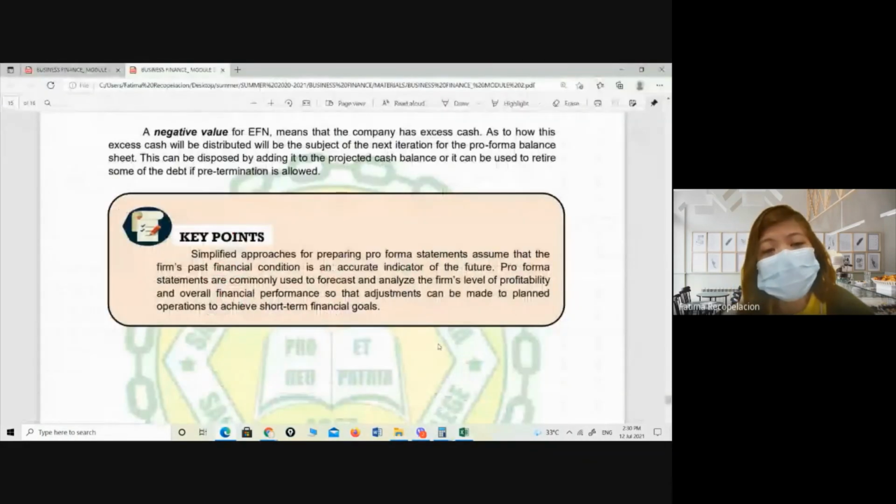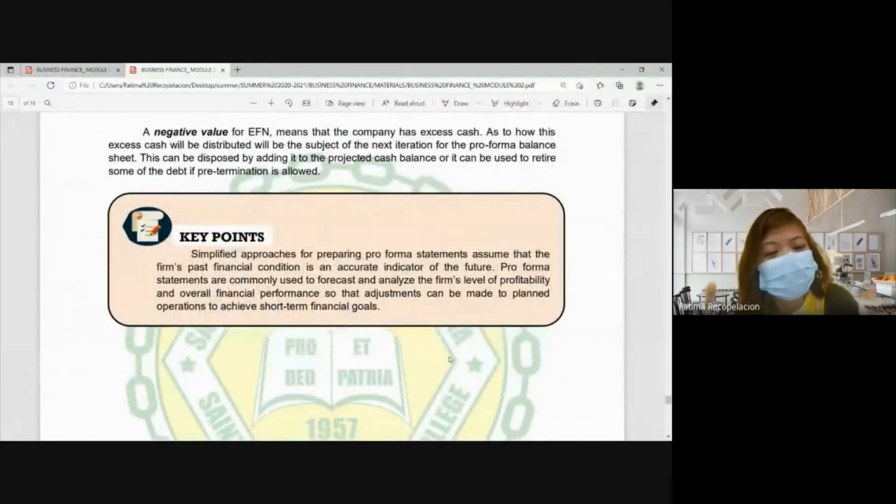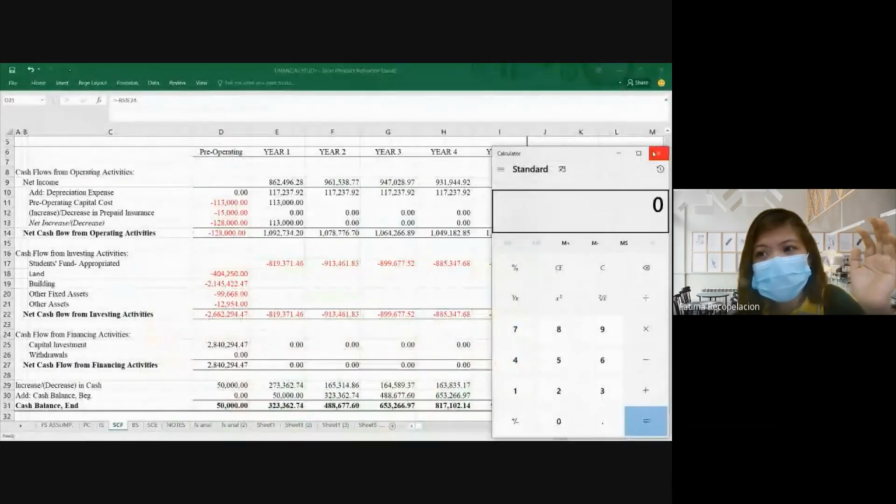So again, when you forecast, guys, it all boils down to the assumptions that we are going to use. So the assumption is based on different factors. Any questions so far?